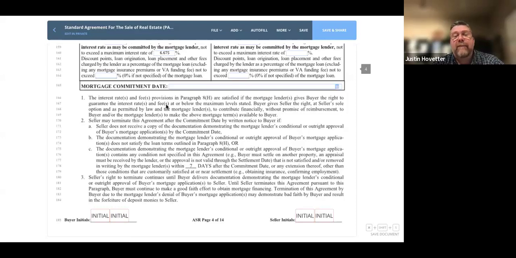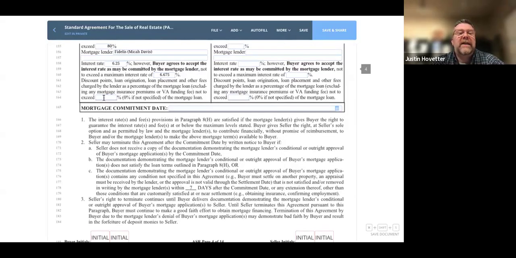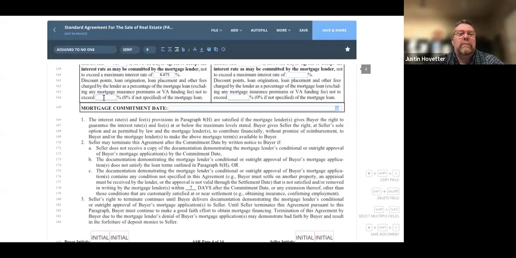So the interest rate and fees provision are satisfied if the mortgage lender gives buyer the right to guarantee the interest rate at or below the maximum level stated. Buyer gives seller the right, at the seller's sole option as permitted by law, and the mortgage lender, to contribute financially without promise of reimbursement to buyer and the mortgage lender to make the above mortgage terms available to the buyer. So how do we do that? That's in here. Discount points.